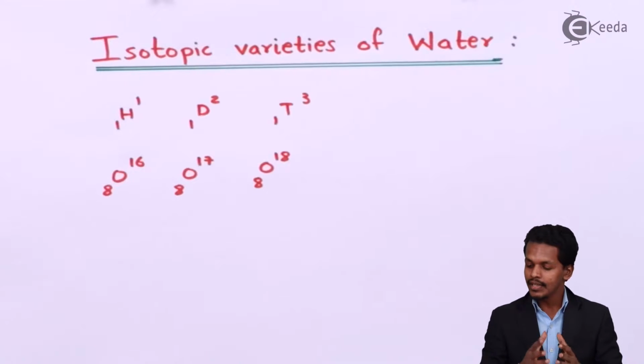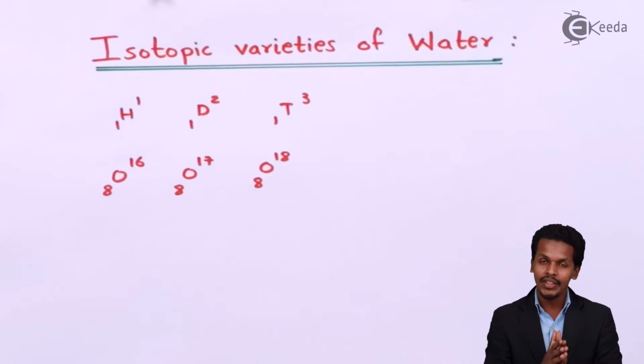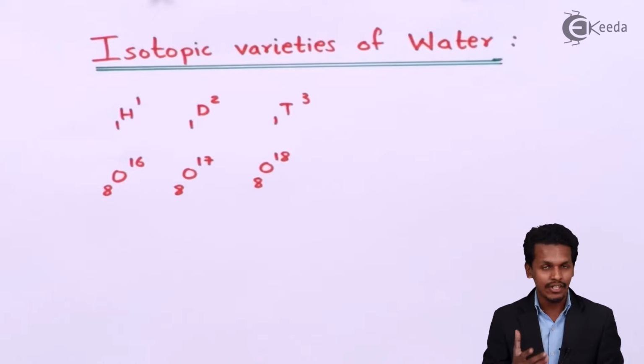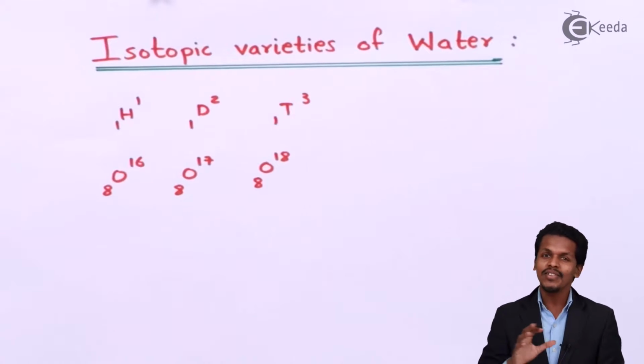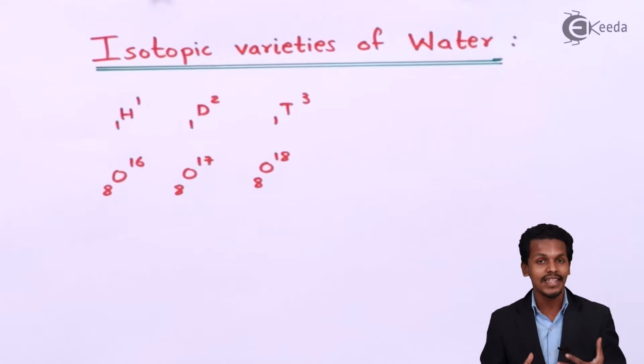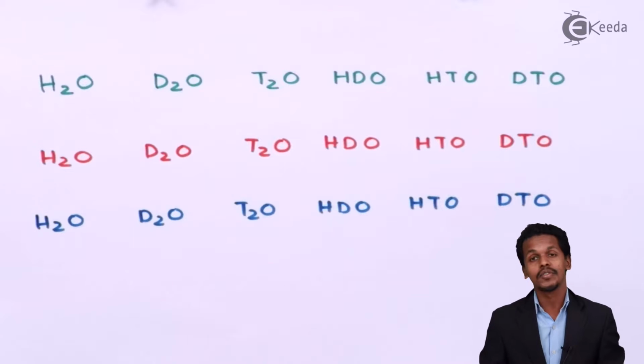Whenever these three isotopes of hydrogen and oxygen combine with each other so as to form water, H2O, the hydrogen could be deuterium also and it could be tritium also. So based on this combination we could get 18 types of water. And what are those? Let me discuss that. These are the 18 isotopes that I was mentioning.